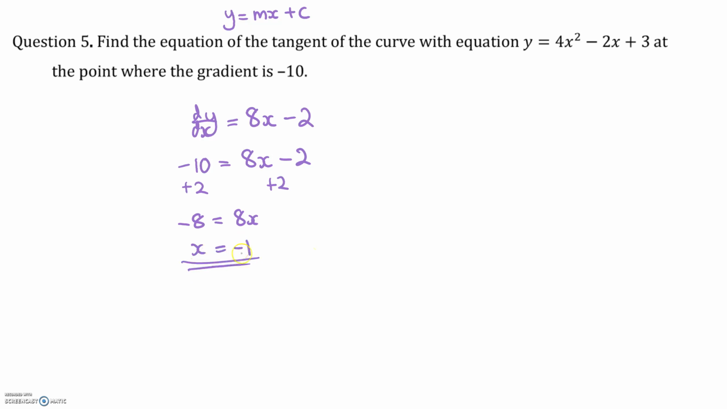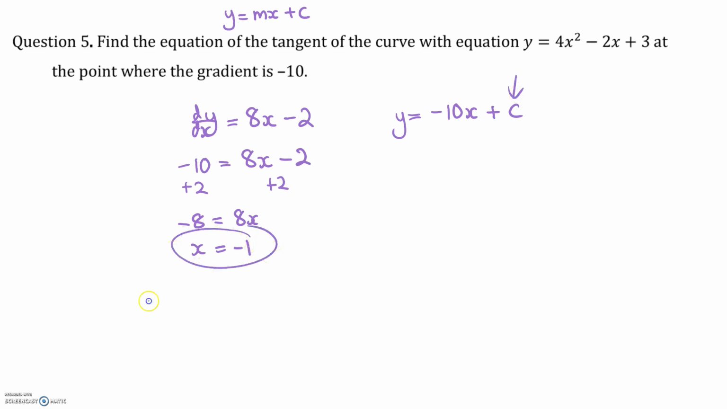Dividing both sides by 8. So I want the equation of the tangent at this point. Now at that point, I need to find out a few things. I already know from the question that the gradient is -10 at this point. This is going to tell me that's my m. So really all I'm looking for, the information that I need to gather, is what the c value is. Alright, so I need to find this out now.